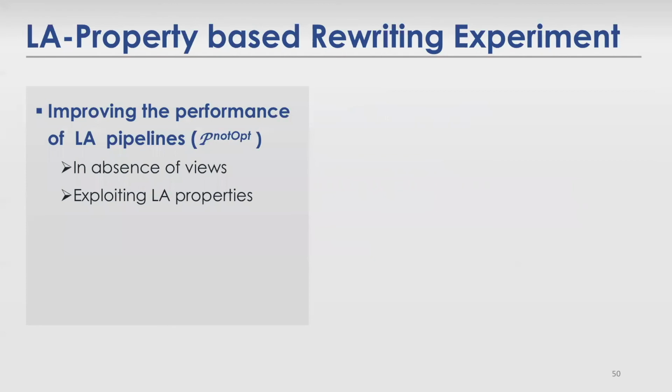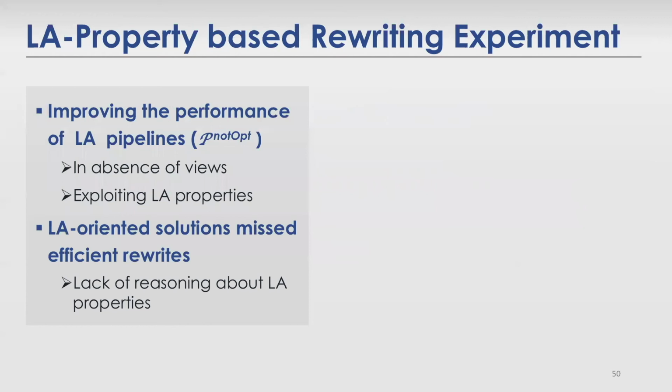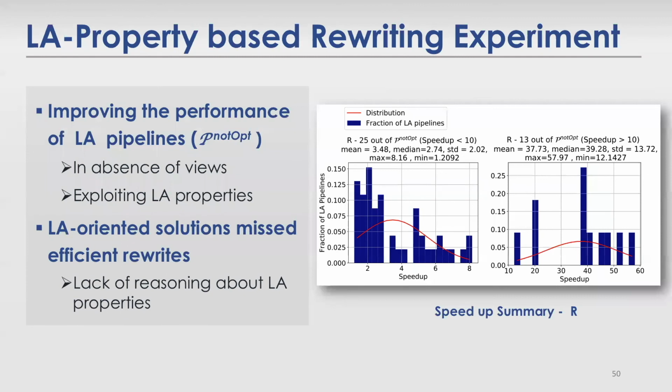In this experiment, HADAD improved the performance of linear algebra pipelines in absence of views by just exploiting and reasoning about linear algebra properties. Popular linear algebra-oriented existing libraries or systems which don't fully reason about linear algebra properties missed most of the efficient rewrites. We show here the distribution of the rewriting speedup on R. For clarity, we split the distribution into two figures. On the left, 25 pipelines out of 38 pipelines with a speedup lower than 10x. On the right, the remaining 13 pipelines with a speedup up to 57x.